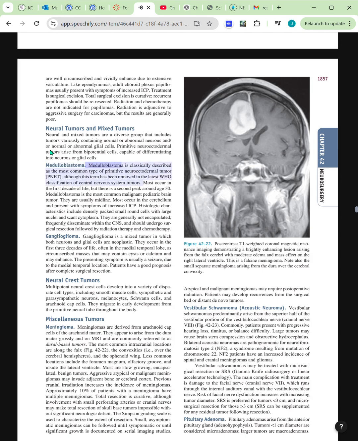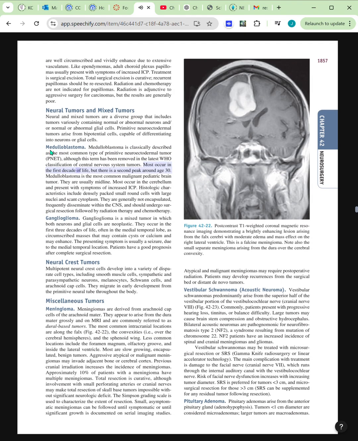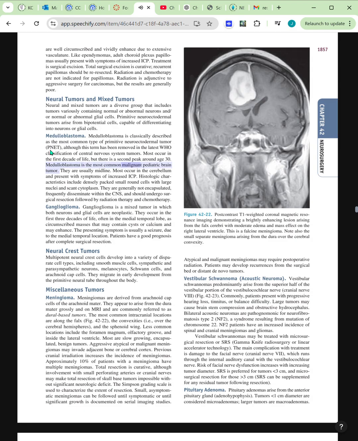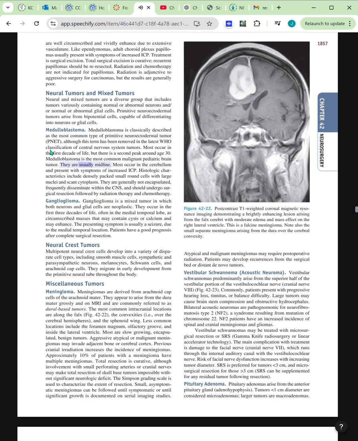Medulloblastoma. Medulloblastoma is classically described as the most common type of primitive neuroectodermal tumor, PNET, although this term has been removed in the latest WHO classification of central nervous system tumors. Most occur in the first decade of life, but there is a second peak around age 30. Medulloblastoma is the most common malignant pediatric brain tumor. They are usually midline. Most occur in the cerebellum and present with symptoms of increased ICP.